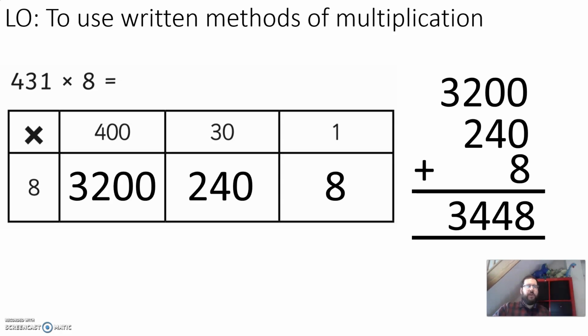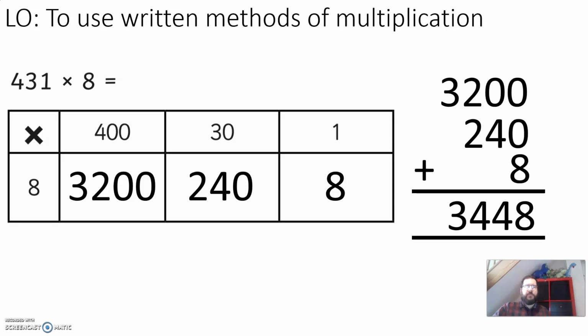So if we were to take 431 multiplied by 8, we will partition 431, which remember is the multiplicand, into 400, 30 and 1. We would then multiply that by the multiplier 8. We split them out in the grids, and the first thing we would do would be 8 multiplied by 1, which is 8. 8 multiplied by 30, which is 240. So if you remember, 8 times 3 is 24. 24 10 times bigger becomes 240.